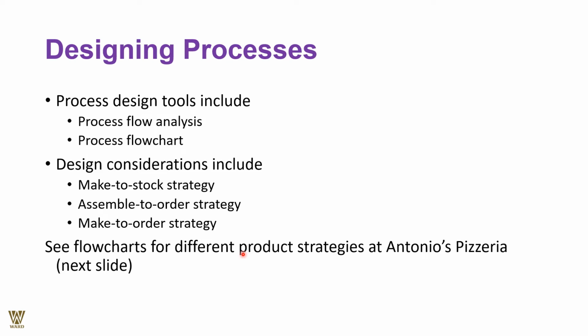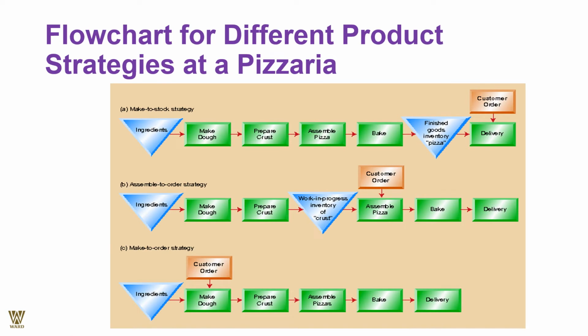Assemble to order, wherein part of the products are already ready, you just need to mix it up and come up with the finished products. But in make to order, you wait for the order, and until and unless the order has taken place, you initiate from the beginning. So we need to understand one by one the flowchart of different products. Here it's make to stock strategy: ingredient, make dough, crust. I'm talking about a pizzeria in this example. We are making the dough, preparing the crust, assembling the pizza, baking it, finished good, and delivery to the customer.